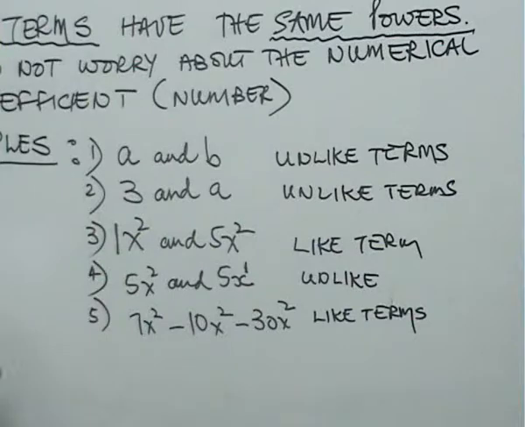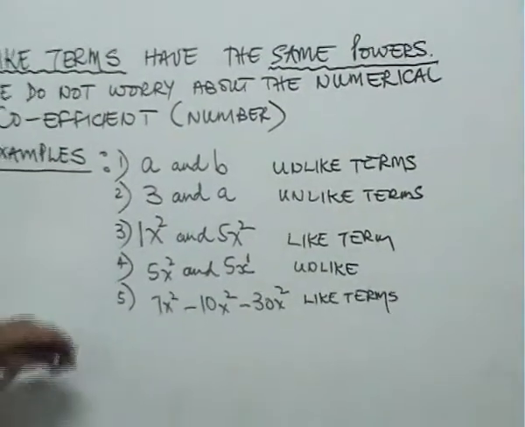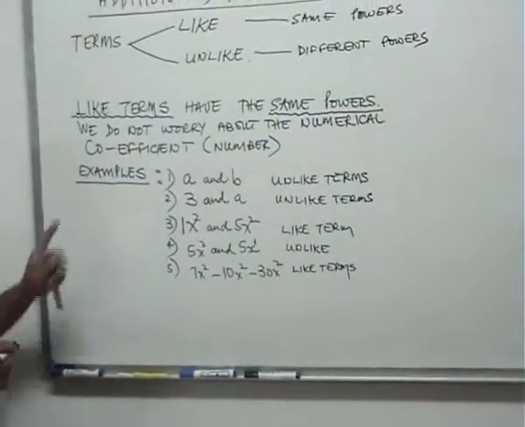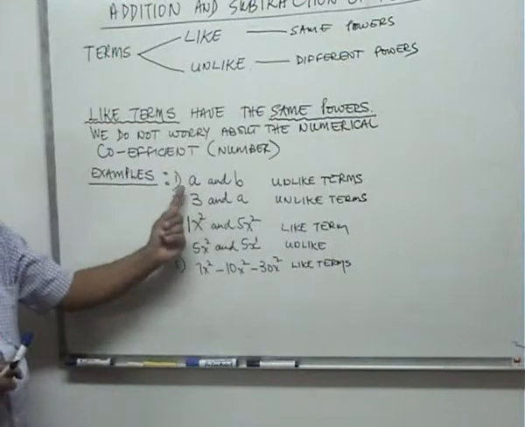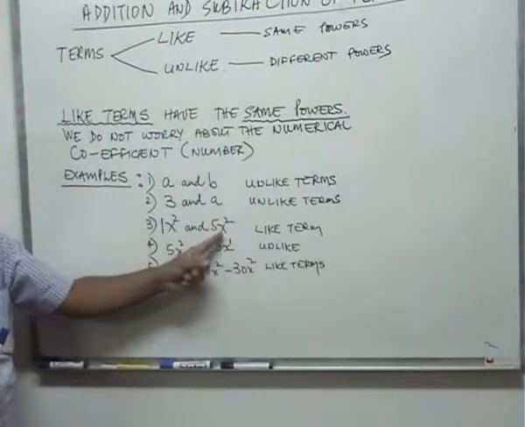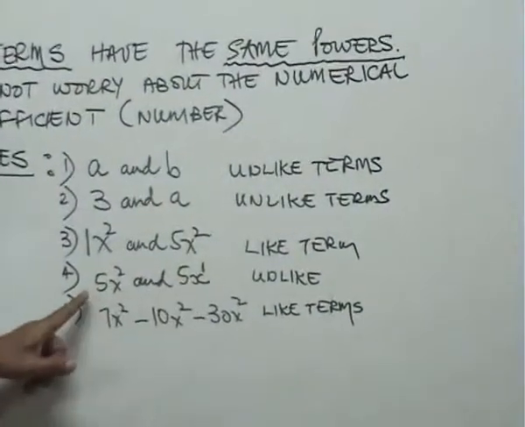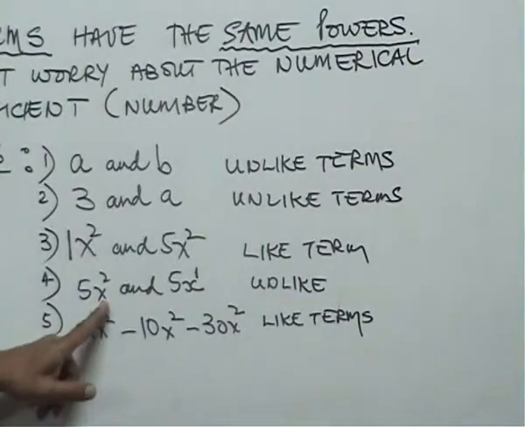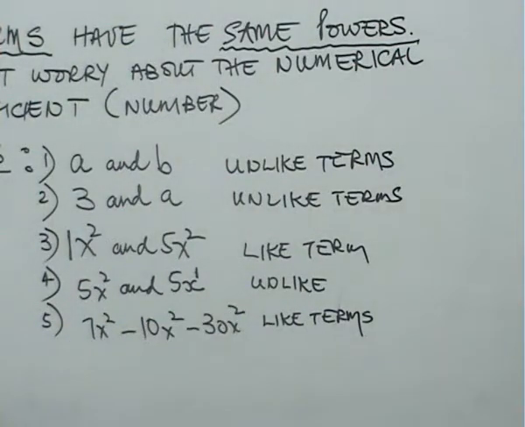So, we must be able to differentiate. We must be able to make out the difference between like and unlike terms. Why? Because when you add and subtract, you can only add and subtract like terms. So that is why you first have to know how to differentiate between terms that are like or unlike. Alright, so let's summarize. Like terms have the same powers. If the powers are not the same, then they are unlike terms. Powers not the same, unlike terms. Powers are the same, like terms. We don't have to worry about the numbers. In these two examples, don't worry about the numbers, only worry about the powers. The power here is x squared, the power here is x to the 1. The powers are not the same, therefore they are unlike terms.